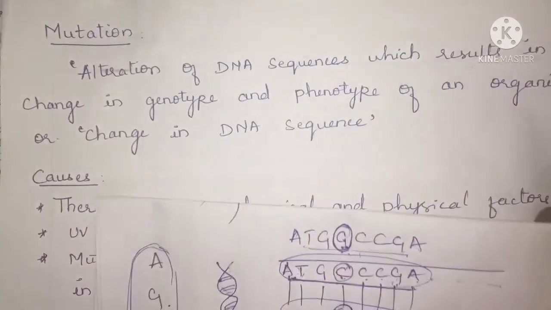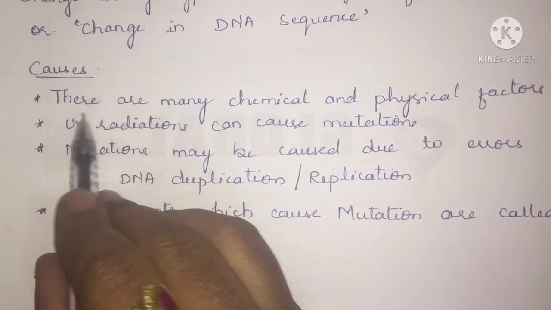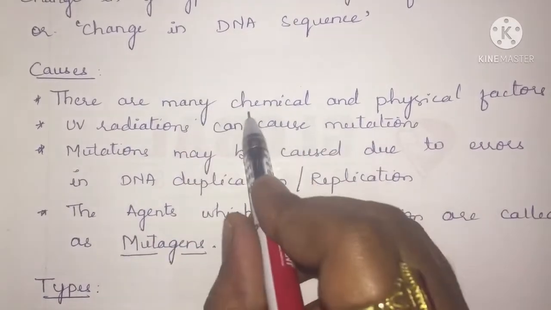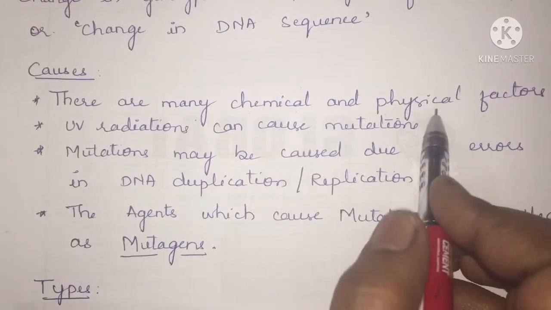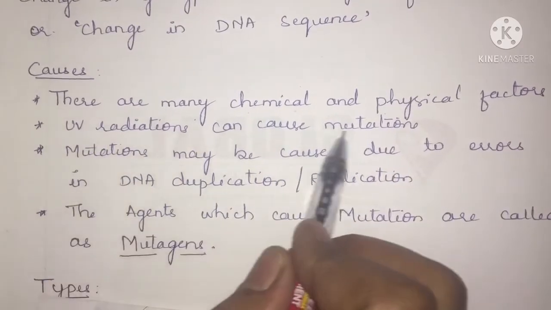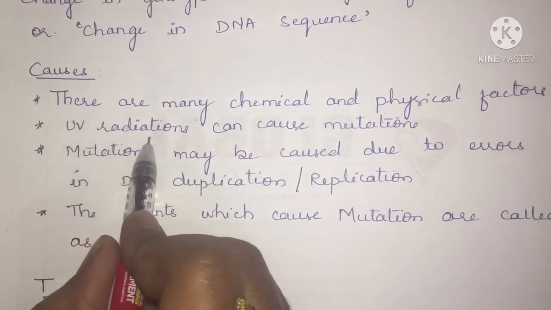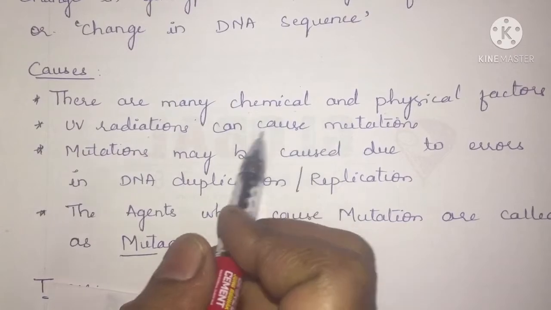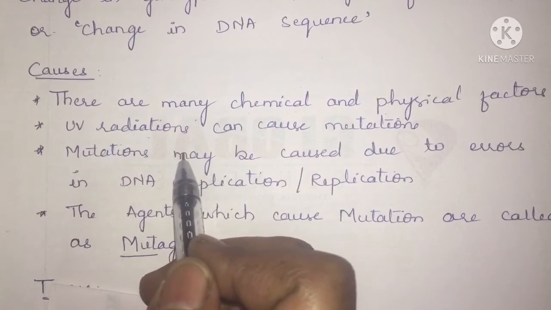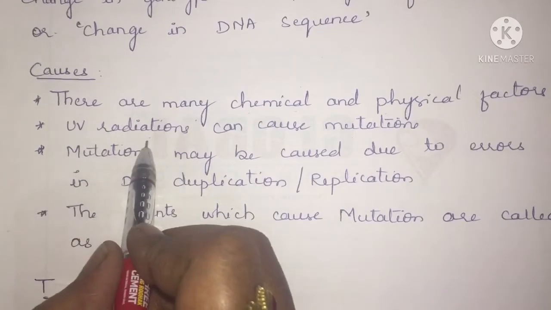Definitions have also been given here. Now we shall see what the causes of mutation are. There are many chemical and physical factors, which means mutation is caused by chemical factors and physical factors. Not only chemical, physical factors are also involved. UV radiations can cause mutations, which means one of the physical factors is ultraviolet radiation. If there is a mutation in our body, in our DNA, then we might have some mutational disorders. We might have some diseases because of a change in the DNA sequence. So UV radiations can cause mutation.